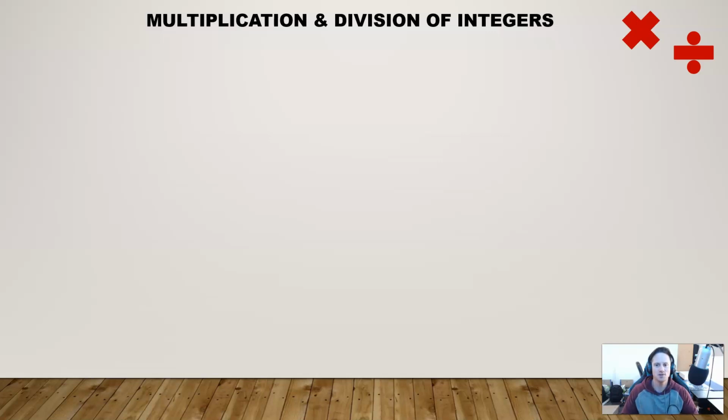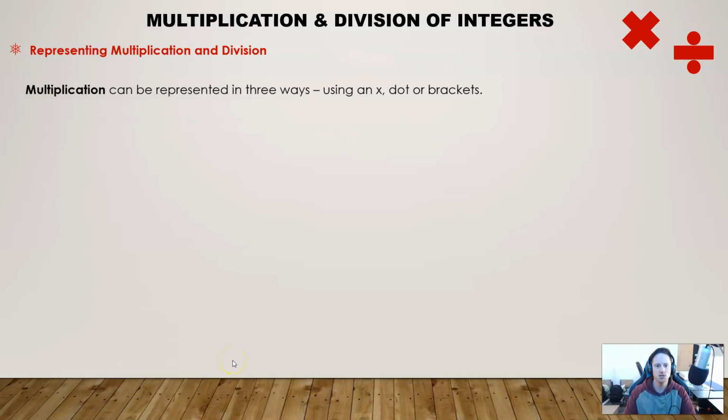Just want to talk you through some multiplication and division of integers. So let's get right into this one. What we're doing today is we're looking at different ways to represent multiplication and division.